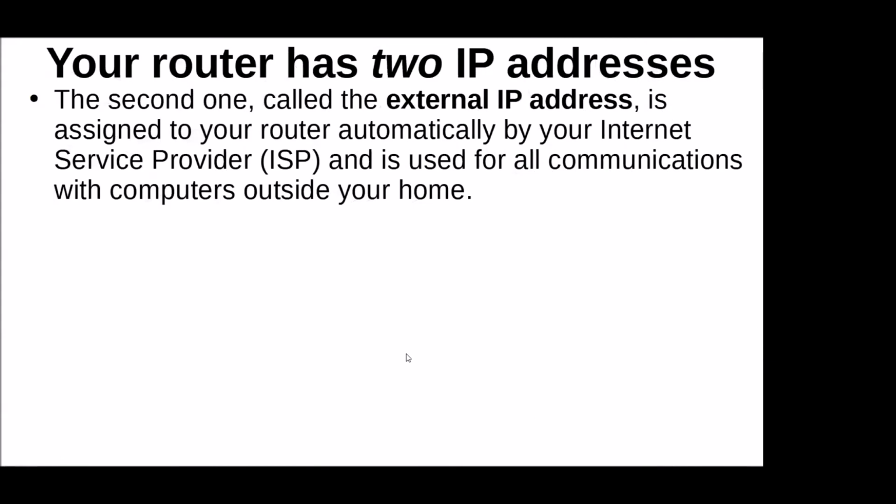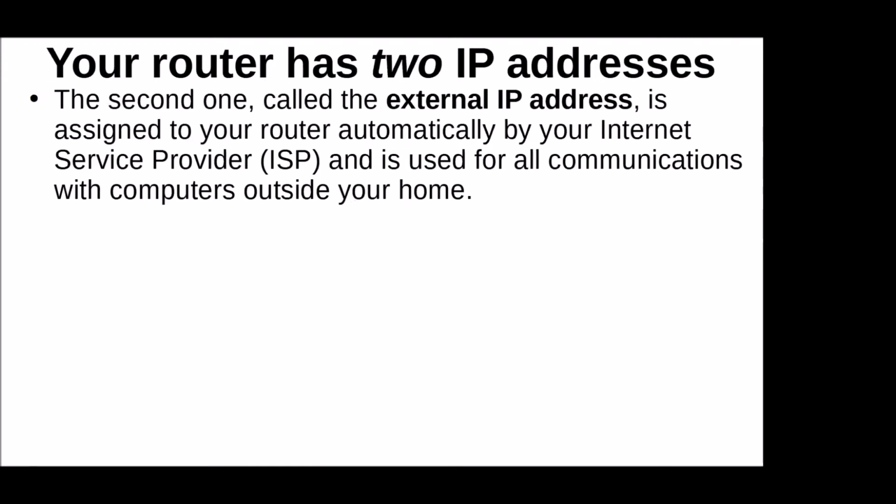Now, on top of all of that, your router actually has 2 IP addresses. The second one is called the external IP address, and it is assigned to your router by your internet service provider and is used for all communications with computers outside your home. Any computer that you contact, what they see as the return address is actually your router's external IP address, because that's the only one that is available to the world outside of your router.